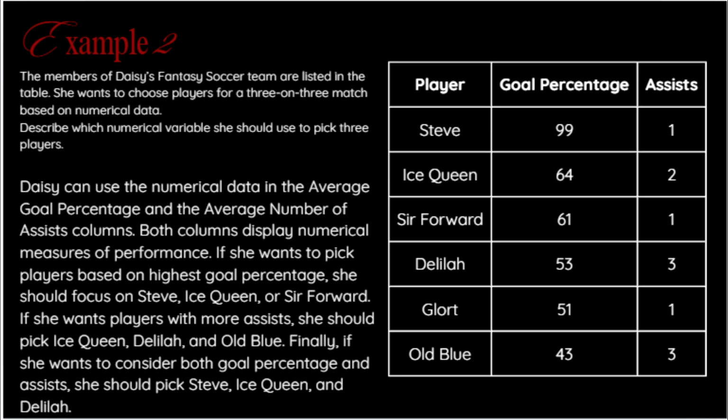What they said is Daisy can use the numerical data in the average goal percentage and the average number of assist columns. Both columns display numerical measures of performance. If she wants to pick players based on highest goal percentage, she should focus on Steve, Ice Queen, or Sir Forward, because they all have the highest percentage. Okay. If she wants players with more assists, she should pick Ice Queen, Delilah, and Old Blue, because they have the most assists. Finally, if she wants to consider both goal percentage and assists, she should pick Steve, Ice Queen, and Delilah, because they have the highest combined scores.